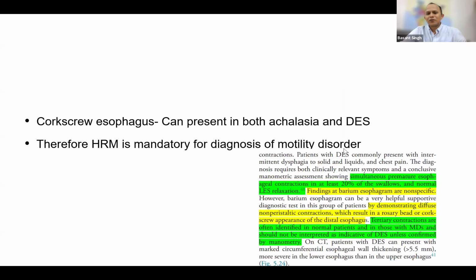If you read the book, what they have written is that these tertiary contractions are often identified in normal patients and in those with motor disorders, and should not be interpreted as indicative of DES unless confirmed by manometry. So don't confuse your DES. For DES, you have to do a high resolution manometry. And how to diagnose DES? You have to look at the distal latency, in more than 20% of the swallows. This is also very important. Remember this figure, 20% of the swallows. Questions have been asked about this 20% thing.